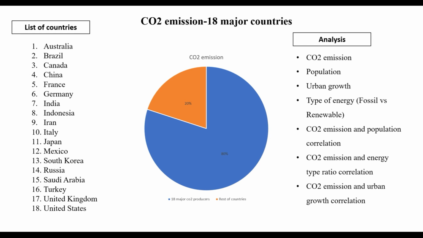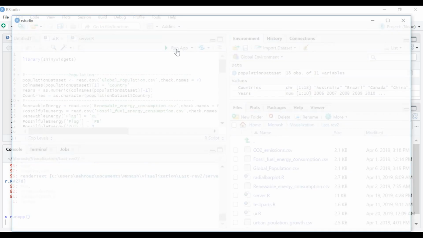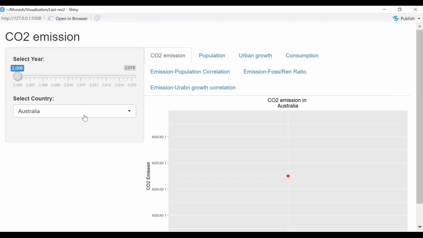So I'm jumping into R here, and I have the UI and server. I'm going to run the application here. So here's the panel where I can have the input for selecting the years, and I can select the countries. I have different panels here to play with and see the results.